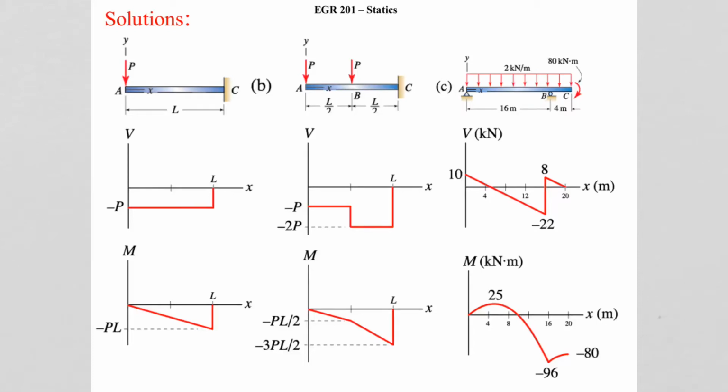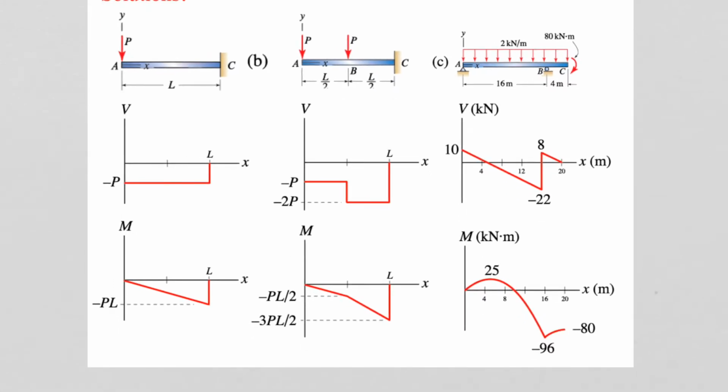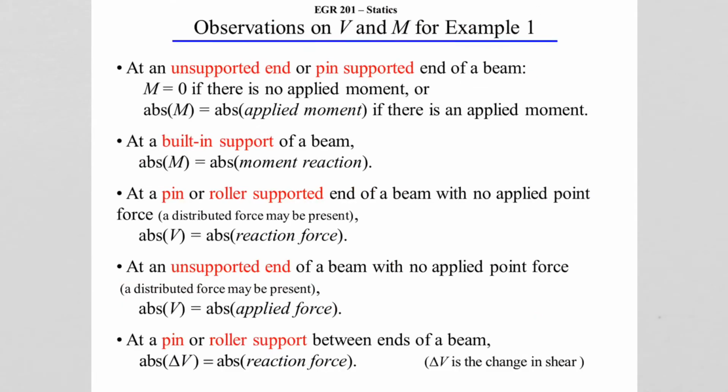Okay, to summarize our three examples, looking at the shear diagrams and the moment diagrams, we have them laid out here before us. Let's look at some observations that we might be able to make about these different examples. One observation is that at an unsupported end, which is a cantilever beam, or a pin-supported end of a beam, our moment equals 0, right? If there is no applied moment at that location.